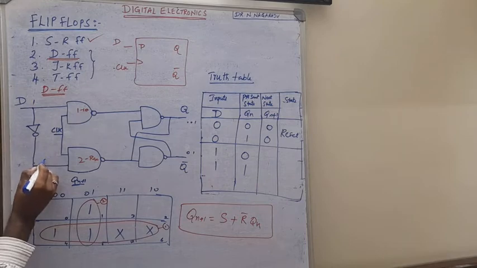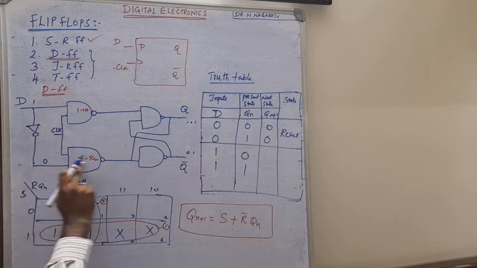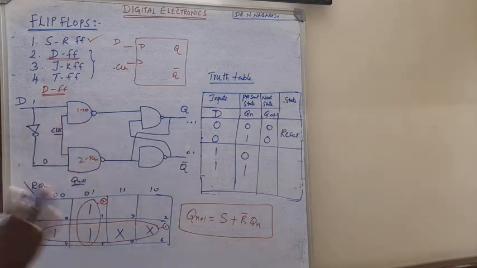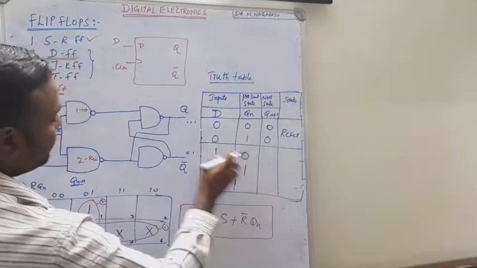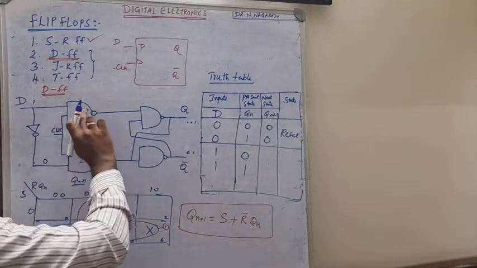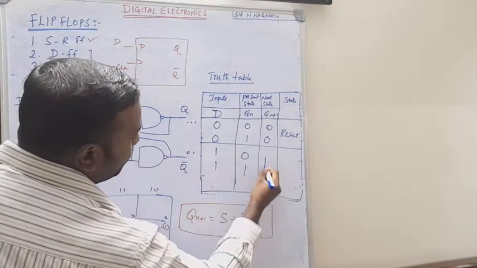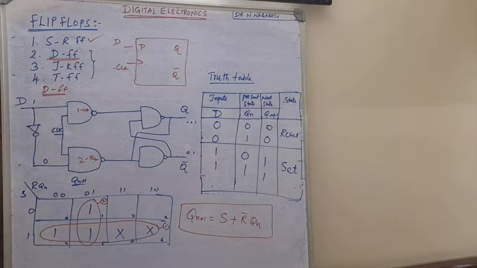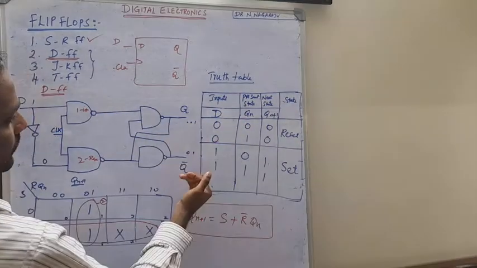Now when D is equal to 1, what will happen here at this point? It is 0. So the reset is 0, but D is equal to 1, so set is 1. Directly it is given to the set gate, and the reset gate is 0. So here you will get 1 1, that is the set state. Simple, right? These are the basic operations. When D is equal to 0, reset state. When D is equal to 1, set state.